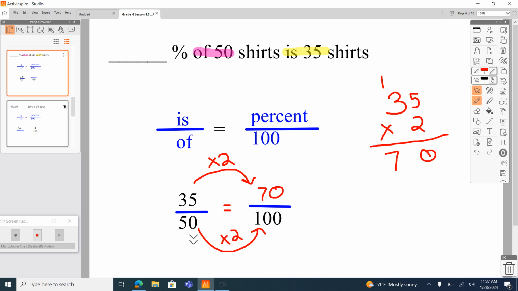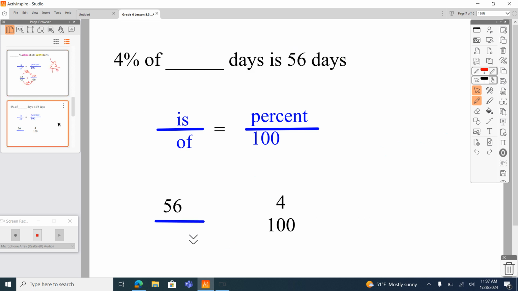Next problem. Now we're finding next to the word of. How do I know this? Because they gave me a percentage. 4% is 4 over 100. The number 56 is right by the word is, and you can see the blank is right next to the word of. So let's figure this out here.